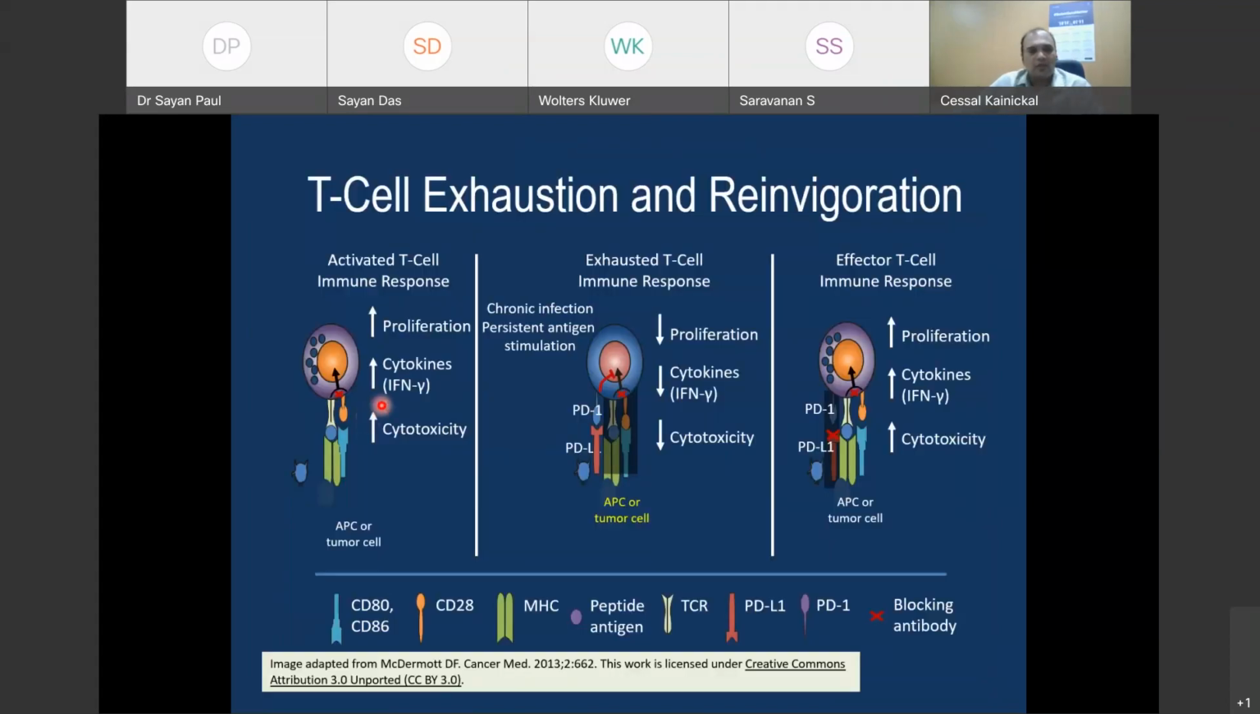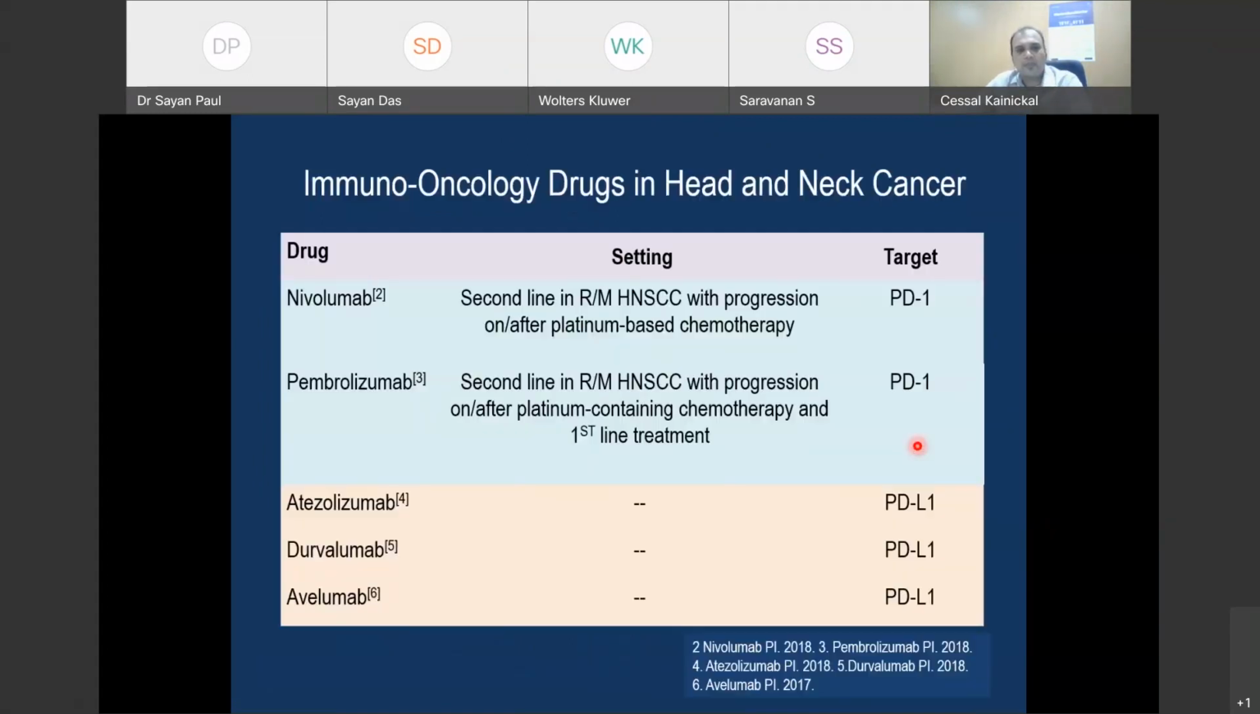When a T cell is activated, it causes proliferation, cytokines, interferons, and there is a cytotoxic effect. When the T cell is exhausted, the T cell cannot work. But once you give a PDL1 or a PD1 inhibitor, it restarts the effect on the T cell. It will again lead to immune response and to cytotoxicity. And this I have already discussed. So we have the PD1 inhibitor and the PDL1 inhibitor.